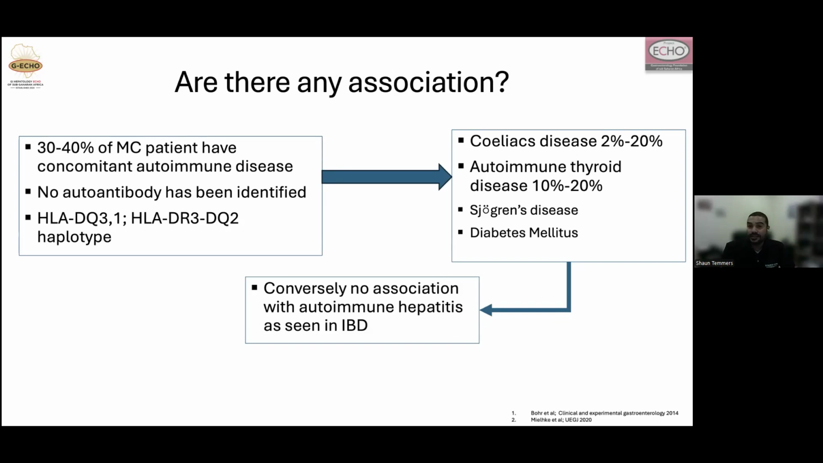Other associated diseases that you find within these patients are celiac disease. 1 in 5 patients with microscopic colitis will have celiac disease. Autoimmune thyroiditis is also present, and then to a lesser extent, Sjogren's and diabetes. Interestingly, when compared to the other inflammatory bowel diseases, there's no clear association between autoimmune hepatitis and microscopic colitis, which is quite frequently seen in Crohn's and ulcerative colitis.